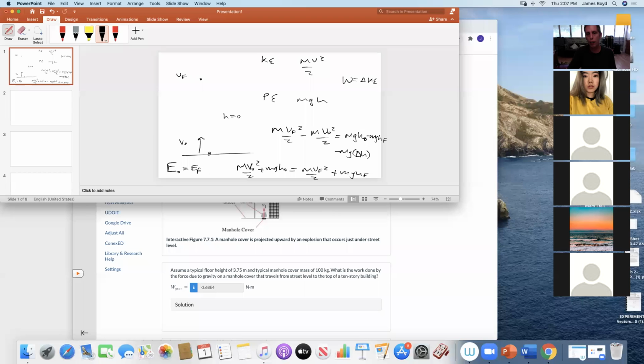But just know that in the background, what you're looking at is the change in potential energy is equal to the change in kinetic energy. And in practice, all you do is write down kinetic energy and potential energy at initial, and potential energy at final and kinetic energy at final. And that's all you do in energy.